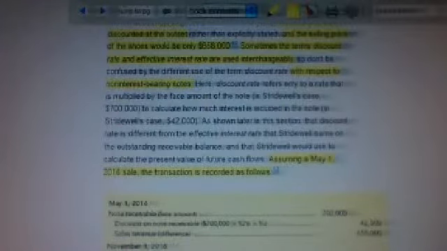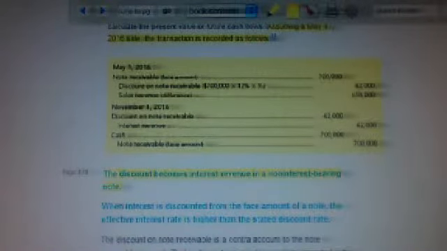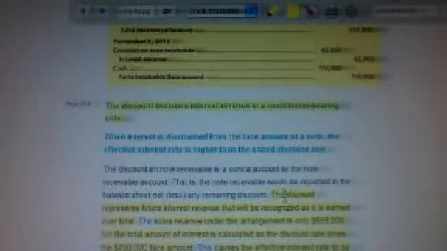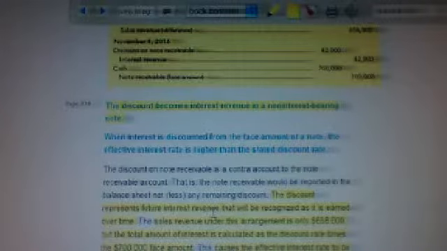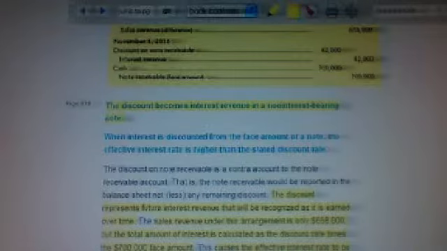Now that discount represents interest revenue in a non-interest bearing note. So again, whenever there's time, whenever there's money, you're going to have interest. And again, it says here that the discount represents future interest revenue that will be recognized as it's earned over the time of the note.